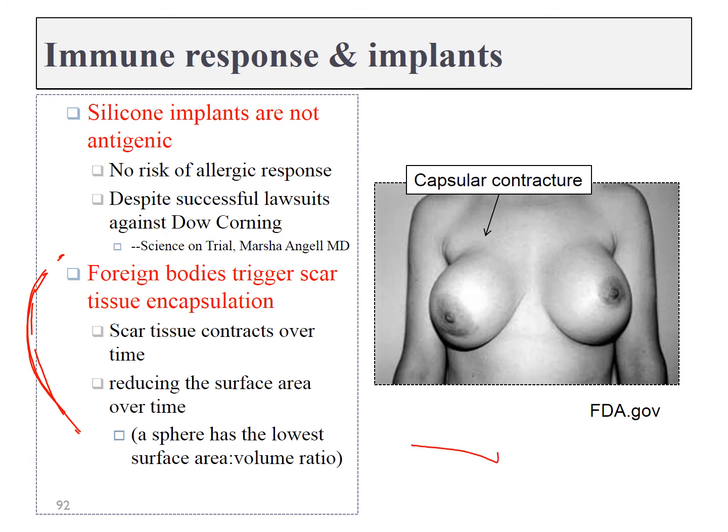In this picture here, we see that that has happened to the silicone implant over here. And over time, scar tissue tends to shrink. And so what's happening here in this woman's breast is that scar tissue has encapsulated the implant and is now shrinking over time, forcing that silicone bag to adopt more of a spherical shape rather than the more traditional breast-like shape.